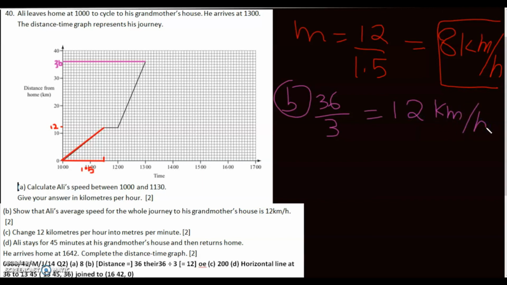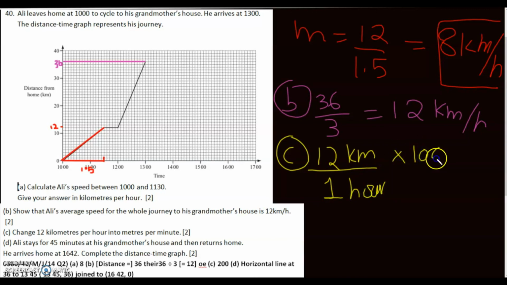Part C, change 12 kilometers per hour into meters per minute. So we have 12 kilometers per 1 hour. To change this into meters per minute, we multiply the kilometers by 1000 and multiply the hours by 60. I'll enter this in my calculator: 12 times 1000 divided by 60, which gives me 200. So I'm getting 200 meters per minute.